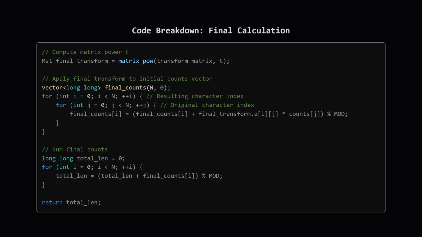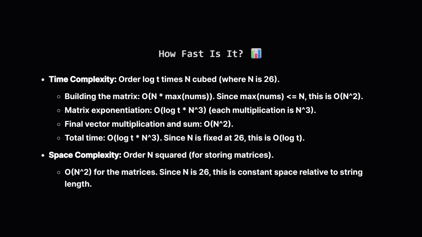And that's our answer. Alright, here's the C++ code implementing this approach. It uses a struct to represent the matrix and functions for matrix multiplication and matrix exponentiation. Don't get overwhelmed. We'll walk through the key parts. First, we define a struct to hold our 26 by 26 array of numbers. We also define how to multiply two matrix structures together. This is standard matrix multiplication, with modulo applied at each addition to keep numbers from getting too big.